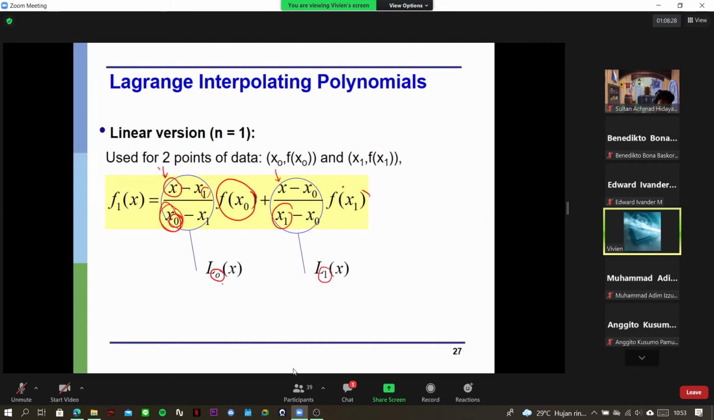Again, for this one, we have f(x1). So x1 here appears in the front, and that will be minus the other value except x1.